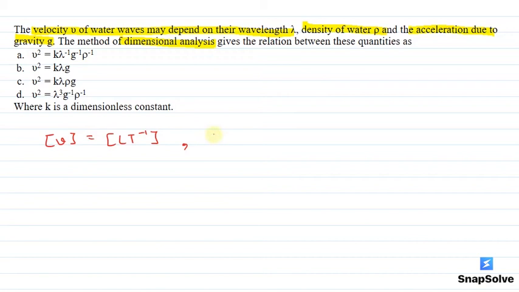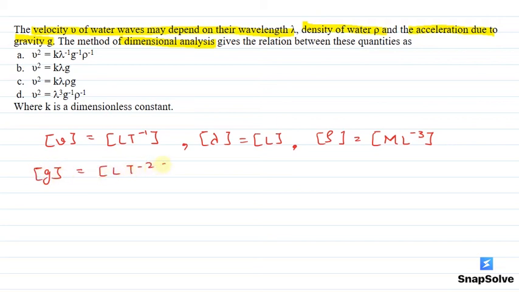Next one is wavelength. Wavelength is measured in meters, so it will be L. The next one is density. Density is mass by volume, so M by volume, that is M L to the power minus 3. Now the last one is acceleration due to gravity, that is meter per second square, so L T to the power minus 2. So we found out the dimensions of all of them.